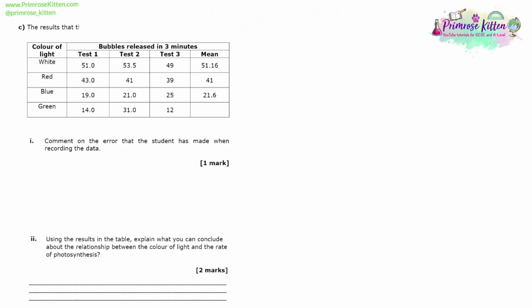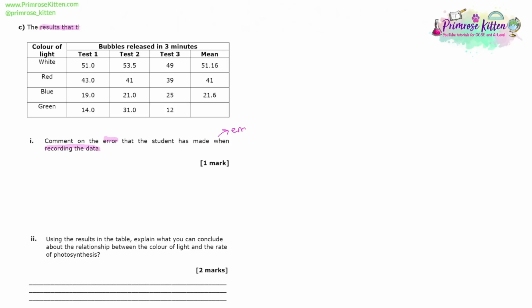Okay, so part C. The results that the student obtained are below. So we've got a results table where they've got the colours of light that they used. They've obviously repeated the test 3 times, and they measured the number of bubbles released in 3 minutes. And then we have a mean. Comment on the error that the student has made when recording the data.